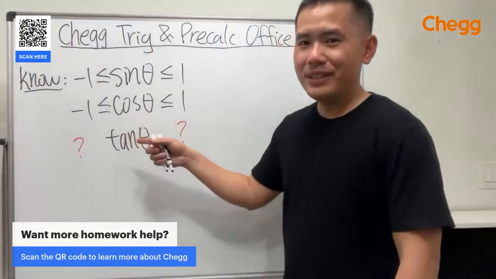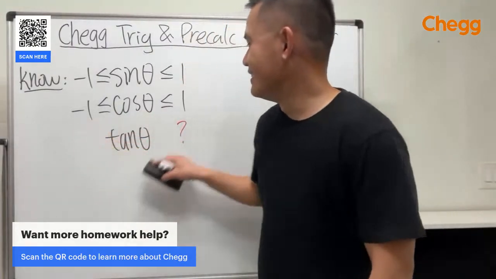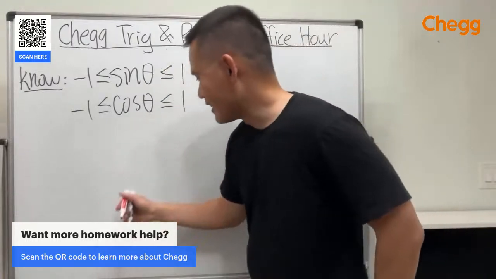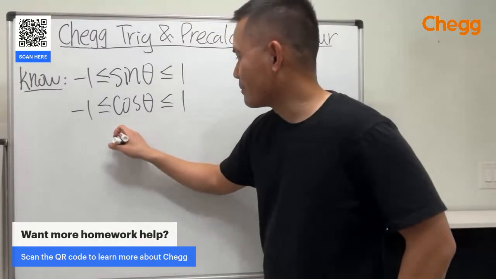Look, for this one, it's weird, huh? Because here, what's tangent? Tangent is like sine over cosine, right? Let me just write this down on purpose.